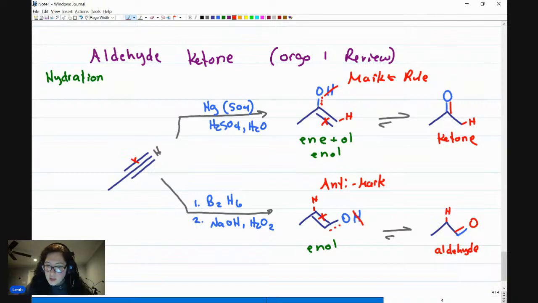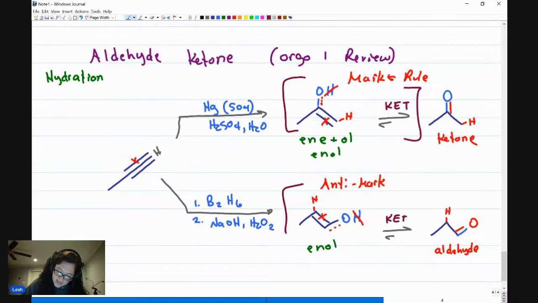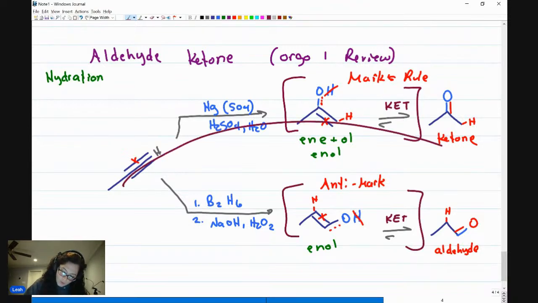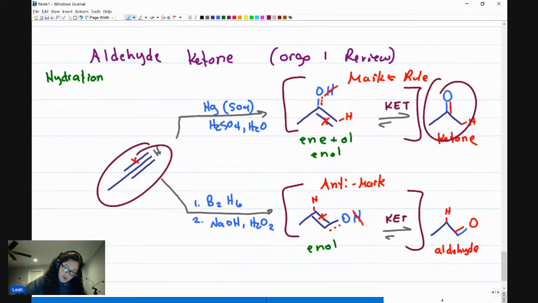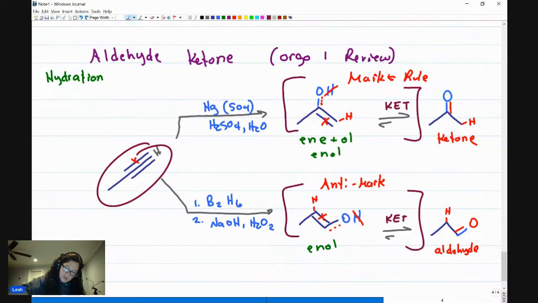I see, oh, I don't see it. So what I was looking for here is KET for keto-enol tautomerization. You don't have to show the mechanism unless your professor specifically asks for it. You do have to write KET, and I'm going to put this in brackets because this is not isolated. It will go right there before you have a chance to realize what happened. And so your final product is alkyne to ketone, alkyne to aldehyde, no isolated intermediates.